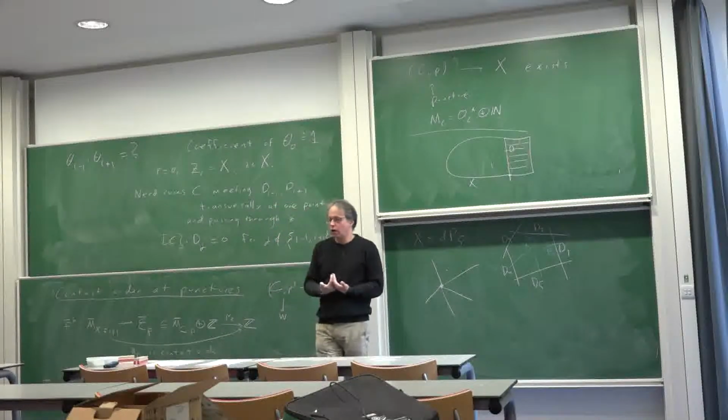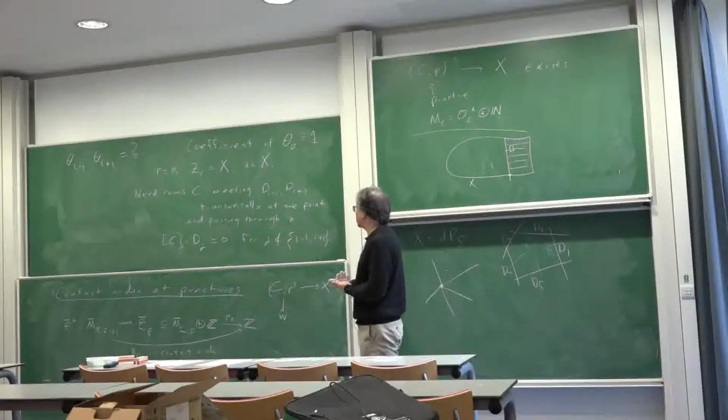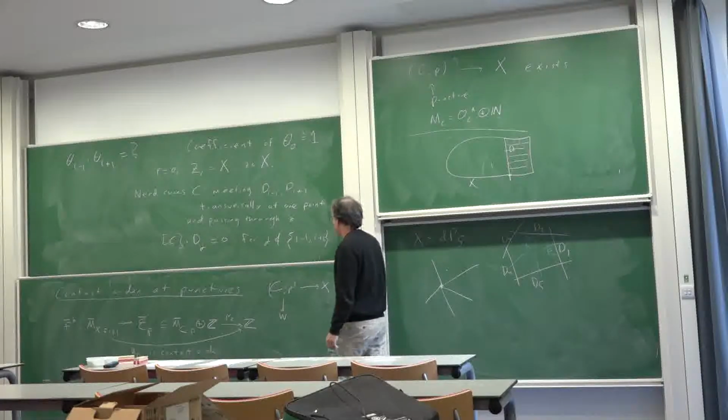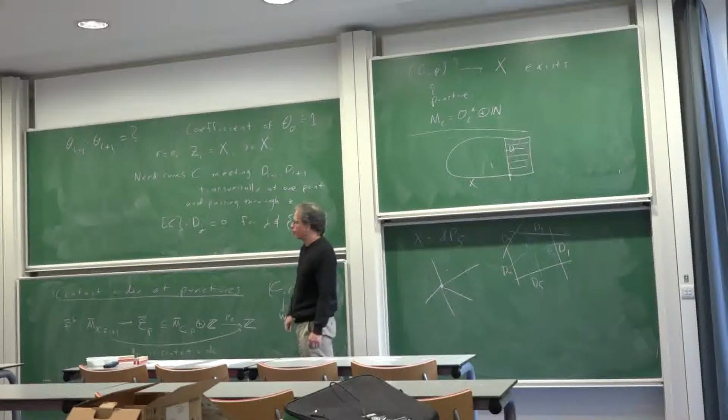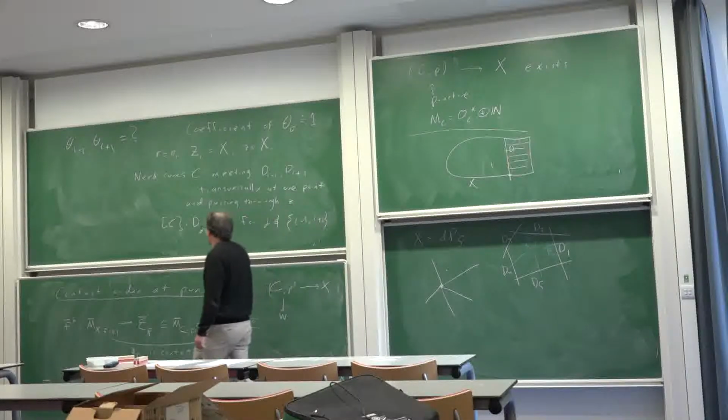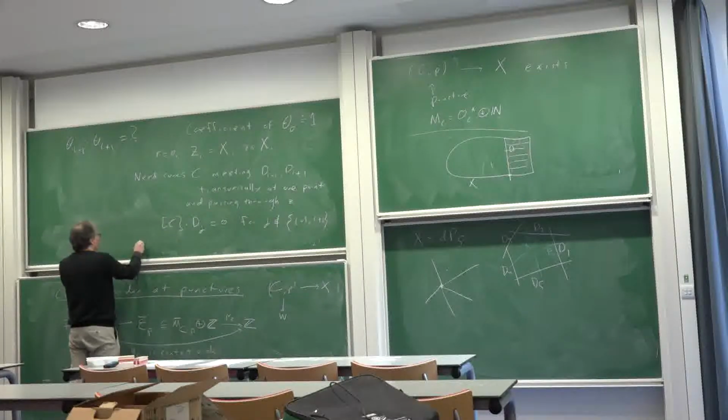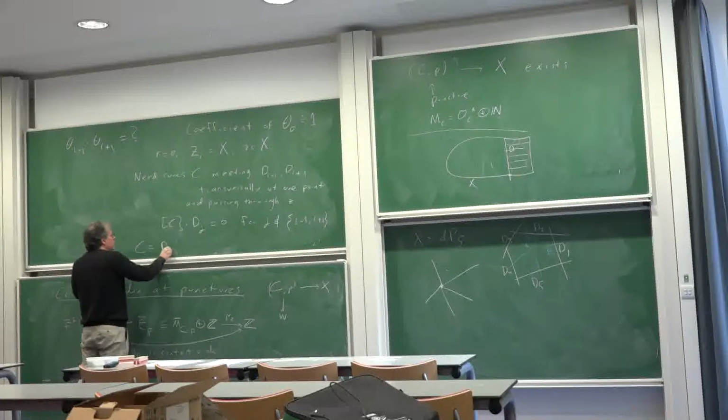So we're looking for curves which meet Di minus 1 and Di plus 1 at one point with multiplicity 1 and are disjoint from all the other boundary curves. And that actually completely determines the class C. In fact, the only possible class that has this property is C is Di plus Ei.